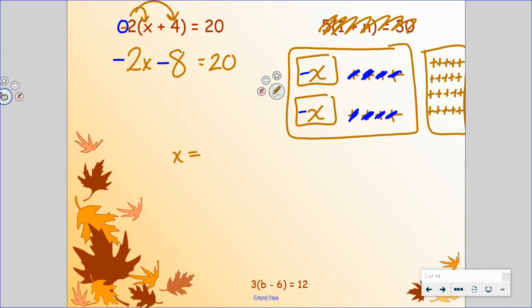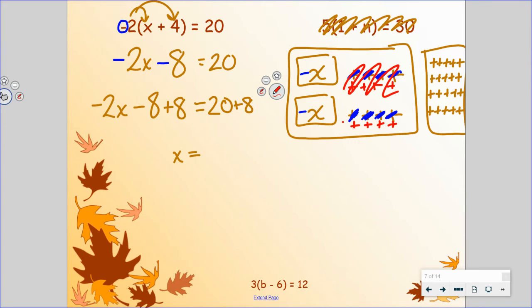So, goal, let's find out what X is. How do we get rid of a negative 8? We're going to add 8. We're going to add a positive 8. Why does that work out? Because when we add 8 to negative 8, 0 pairs up and disappears. Oh, we better be fair.